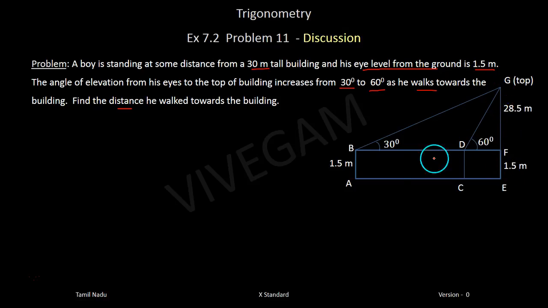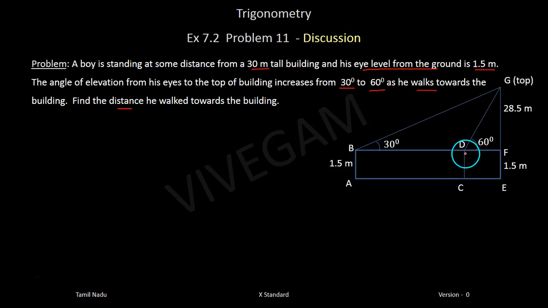EG is the building, and this is a person standing here, and this is his eye level, which is 1.5 meters. From here, he is seeing the top of the building, so this is his line of vision or line of sight, whatever you call it. Okay, and this is his eye level. And what is this? This is the angle of elevation. He is looking up, and the angle between the line of vision and the eye level is the angle of elevation, that is 30 degrees. Right, now he walks from A to C.